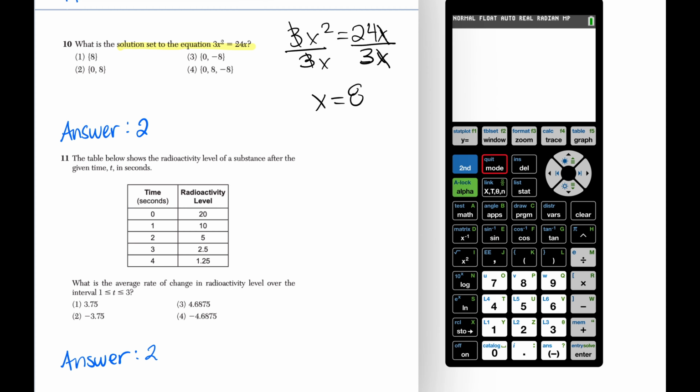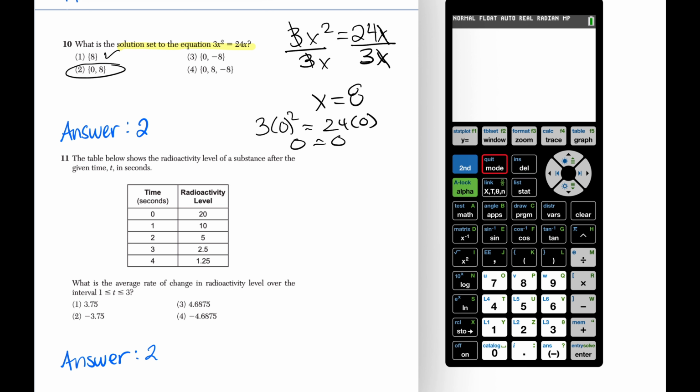Now, is there any other way I could make these two equal to each other? This one's kind of an interesting way to think about it, because I see my answer here at number 1. What if x was equal to 0? If 3 times 0 squared is equal to 24 times 0, I would end up with 0 equal to 0. That one's a little bit tricky, but there you have it. Our answer is 0 and 8.